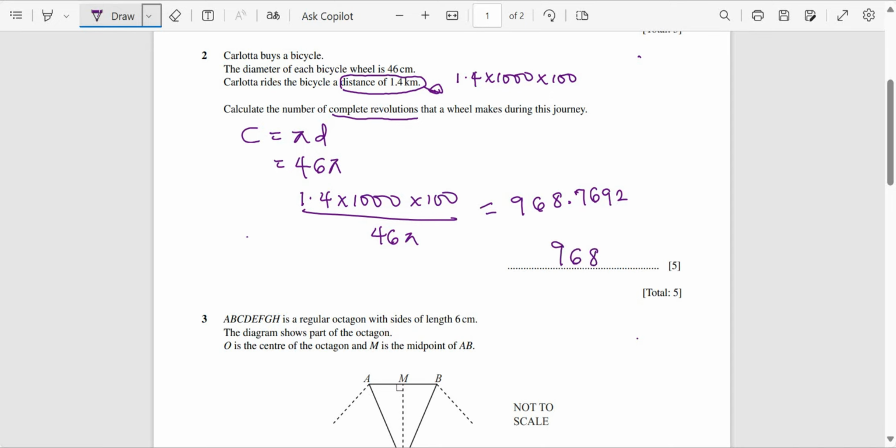Why? Because the question asks us for complete revolutions. So that means this bicycle wheel will complete 968 revolutions. Then there will still be a small distance that has not been covered. But because we are particular about the number of complete revolutions, our answer is going to be 968 revolutions. Okay, I hope that is clear.